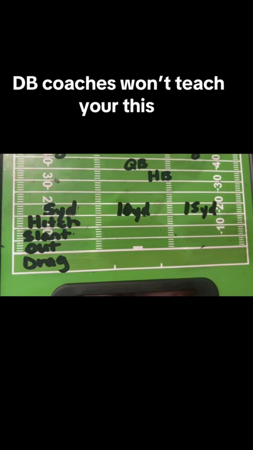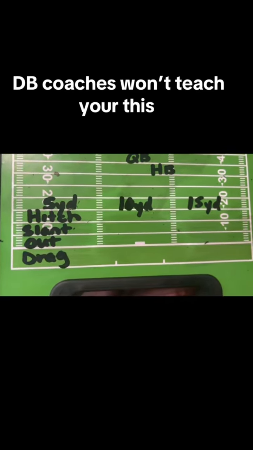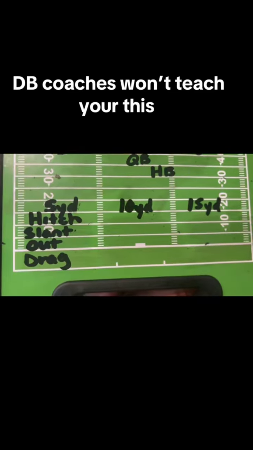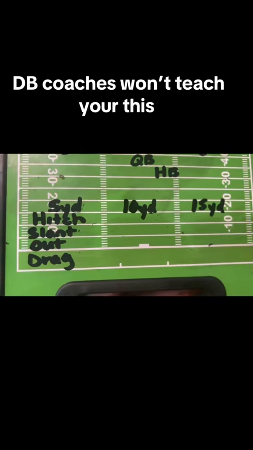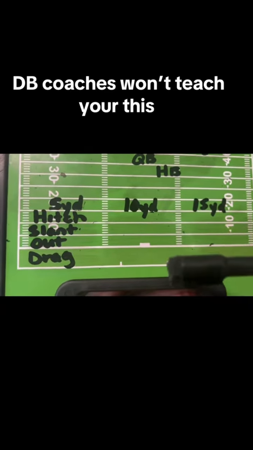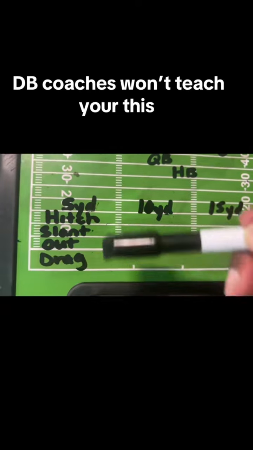Now, a receiver will run it differently, like I said, based off of releases, but still, you'll see similar routes: hitch, slant, out, and drag at 5 yards, right? Usually seen in quick game, right? It doesn't take a lot of time to develop. Quarterback doesn't have as much time, so he has to get that ball out, right? So these are the main routes you'll see at 5 yards, right?